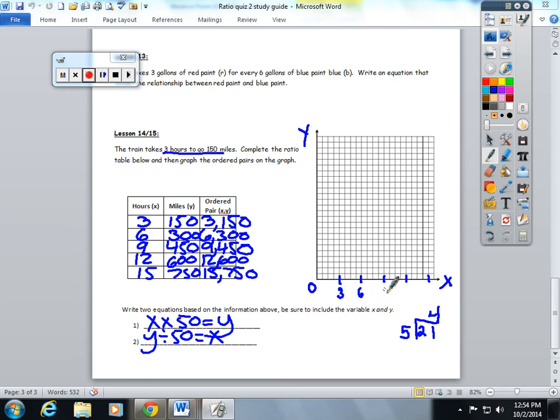And that's going to be 3, 6, 9, 12, and 15, and it needs a label. These are hours. Okay, on the y-axis there's 25 boxes, and again still 5 numbers to plot. So we're going to skip count by 5 boxes on our y-axis. And this is 150, 300, 450, 600, and 750. And this is miles as a label.